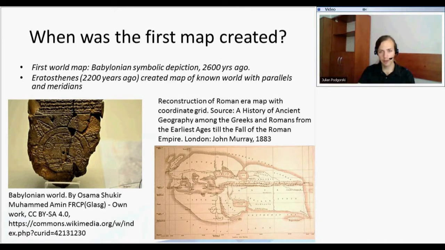He suggested that every single place on the planet will have its own unique pair of parallels and meridians. And here on the right, you can see the map. It was actually created in the 19th century, but it's a reconstruction of what Eratosthenes could draw if he wanted to draw a map using his ideas and his knowledge of the Earth.